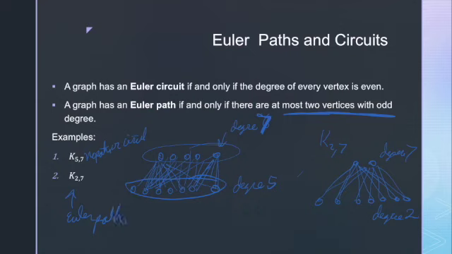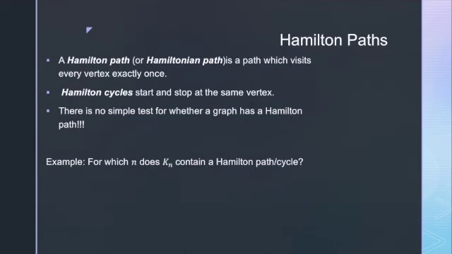The last thing I want to talk about is Hamilton path. So a Hamilton path is a path which reaches every vertex once. So Euler paths and circuits were all about the edges. Now we're about our vertex and vertices. So Hamilton cycles are the same except they start and stop at the same vertex. And there's no simple test for whether a graph has a Hamilton path.